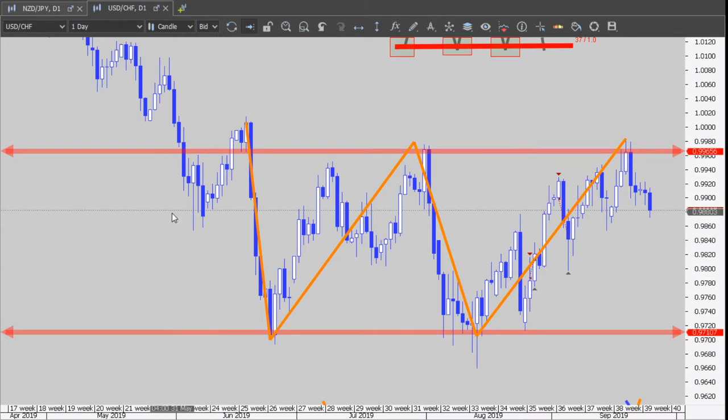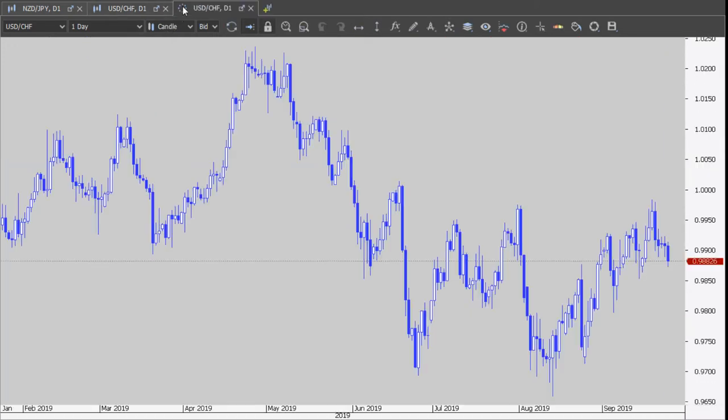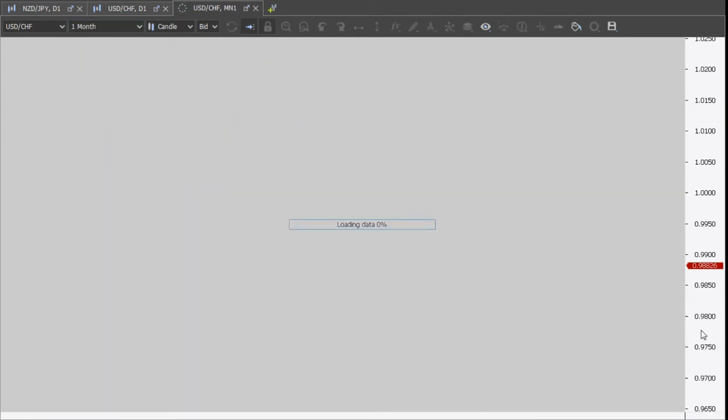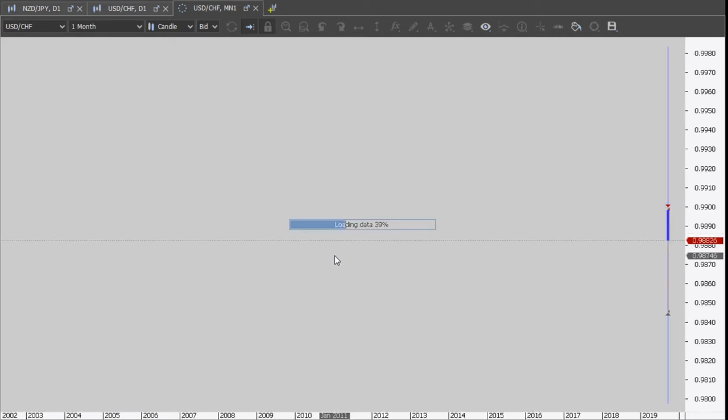George, are you here? Okay, so USDCHF, right? Monthly chart. Let's wait. I always forget the name of the first line.